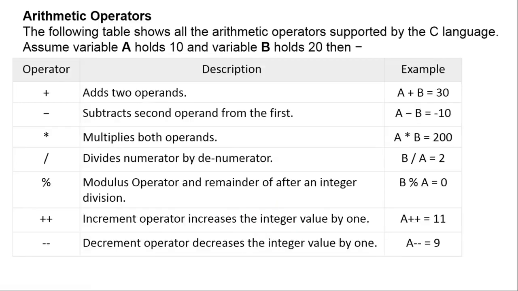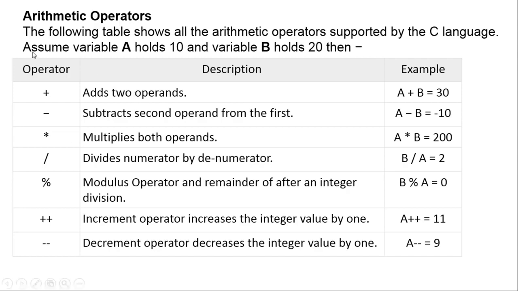Let's see what are the different types of arithmetic operators. As you see, here is the plus operator, then minus, then multiplication, division, modulus, which we can say is a remainder, and then plus plus means increment and minus minus means decrement. So these are 7 types of arithmetic operators in C. Let's discuss one by one.